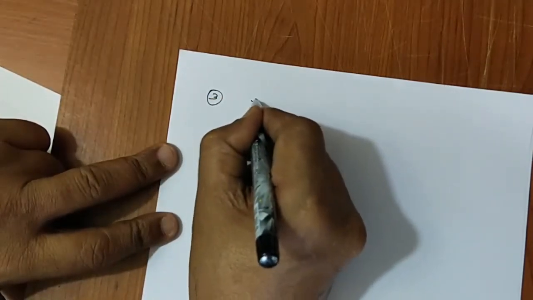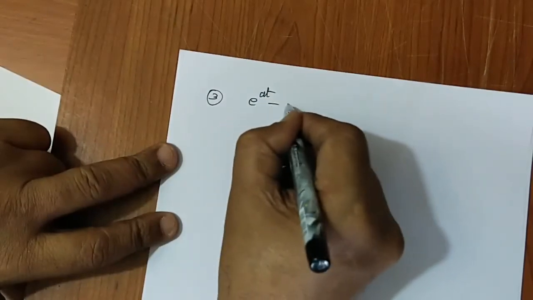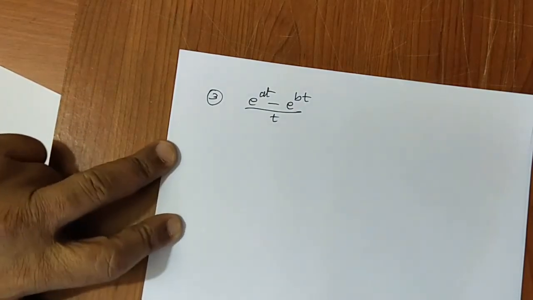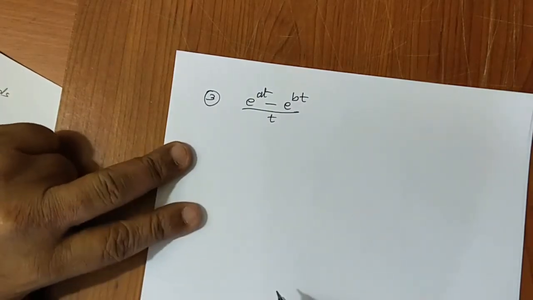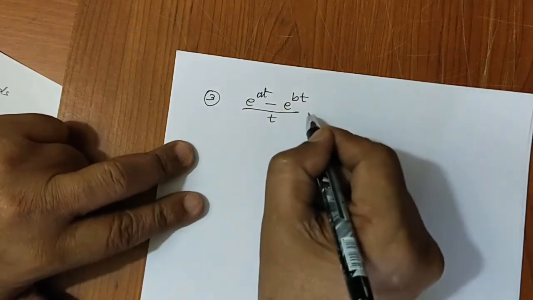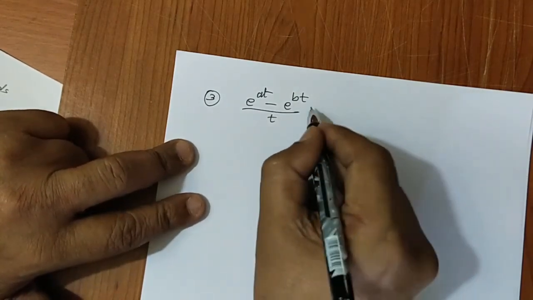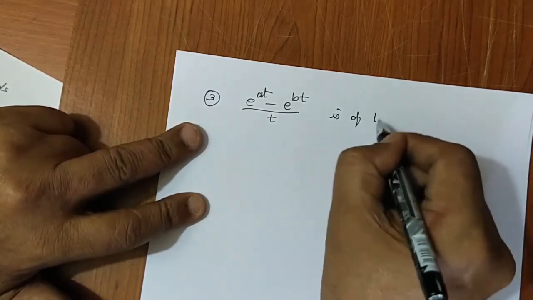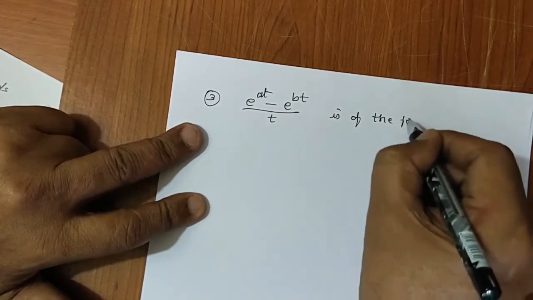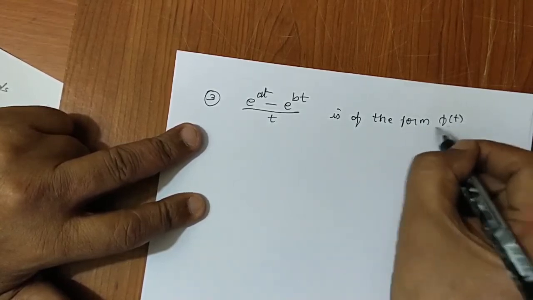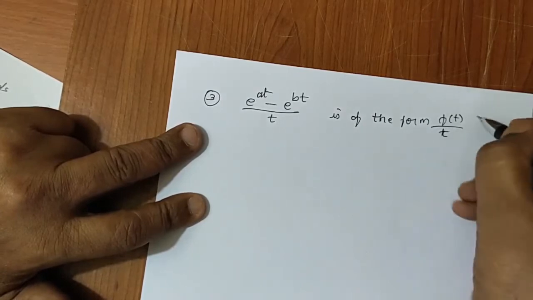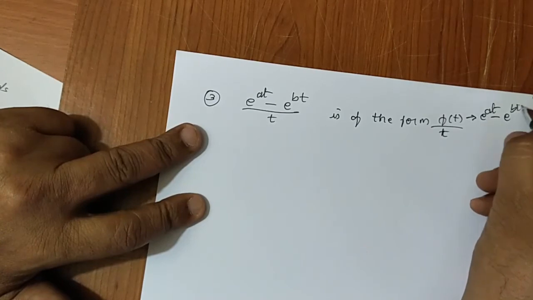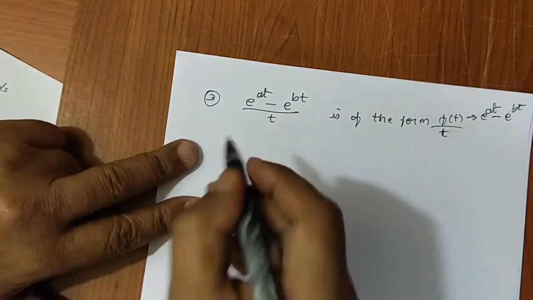So the third problem will be e raised to at minus e raised to bt by t. Right. Find out L of e raised to at minus e raised to bt by t. This is again of the form f of t by t. See, in the exam you need not write all these things. So it is division by t. What is f of t? F of t is e raised to at minus e raised to bt.